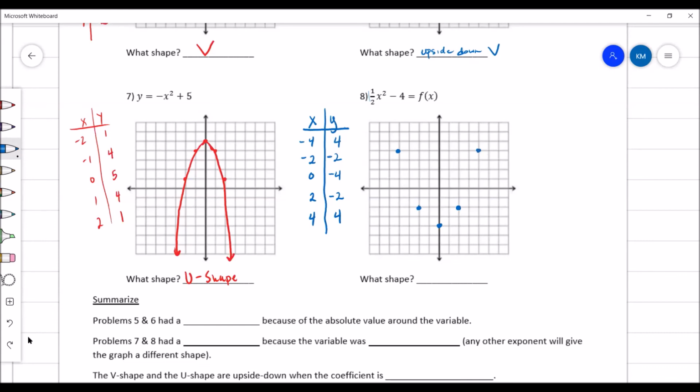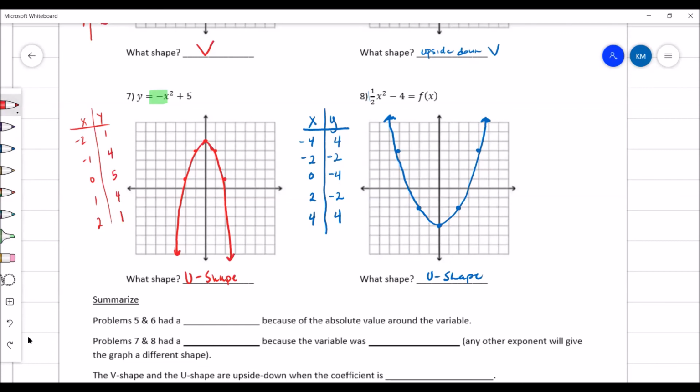Okay, and so now making sure that my graph matches up to my table. Connect my points. Okay, and that is trying to be a U-shaped curve. Okay. Again, you'll notice that, hey, one U's up and one U's down, and hopefully you'll say, oh, negative. That negative caused it to go upside down.